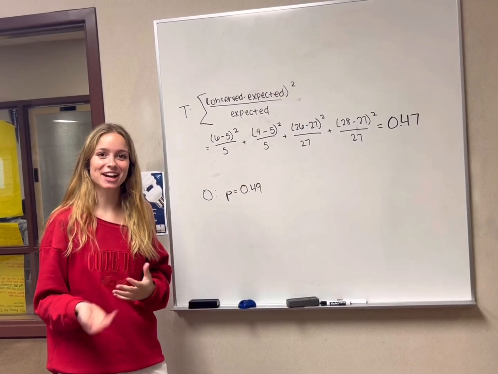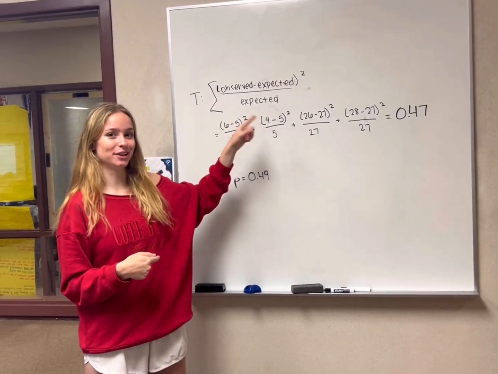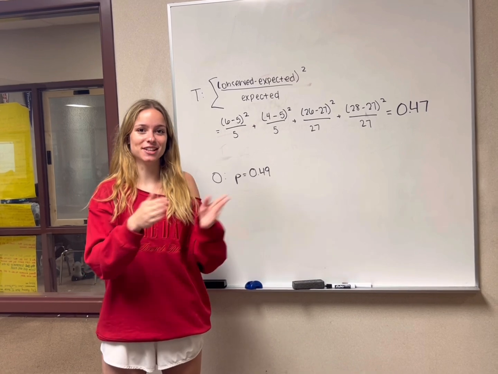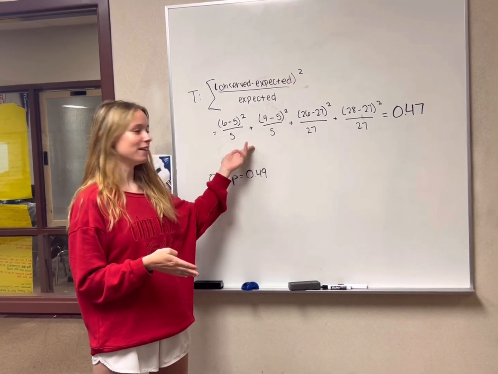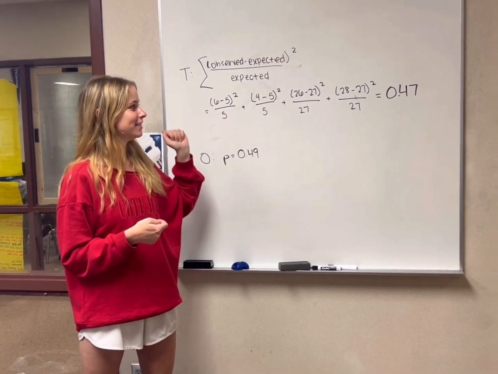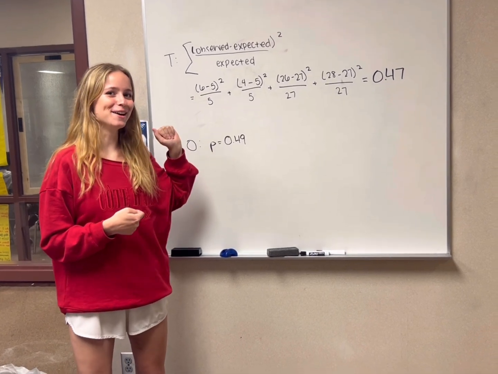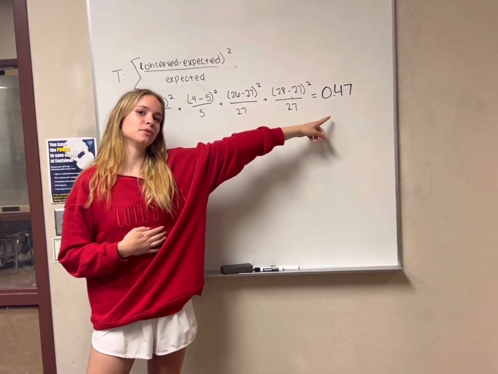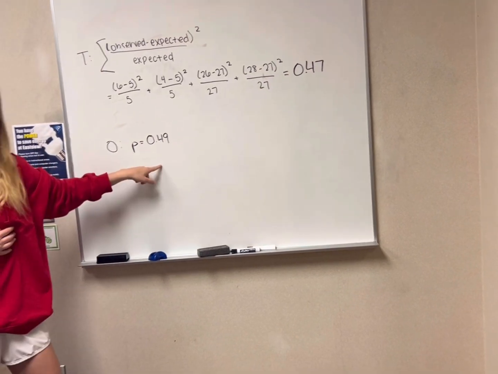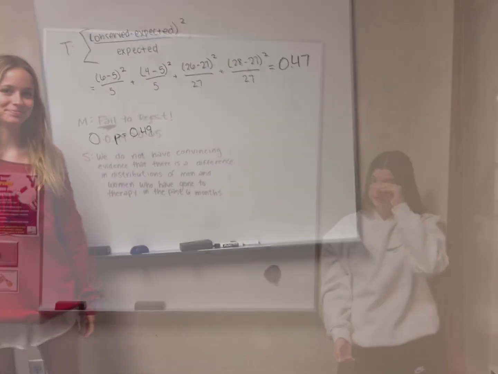Now we have our test. For chi-squared, we use our observed minus expected, squared, over expected, and we do the sum of all those for each part of the matrix. So here we wrote out all of our observed minus our expected, squared, over our expected, which ended up equaling 0.47. So that means our p-value is then going to be 0.49 because our degrees of freedom is only 1.